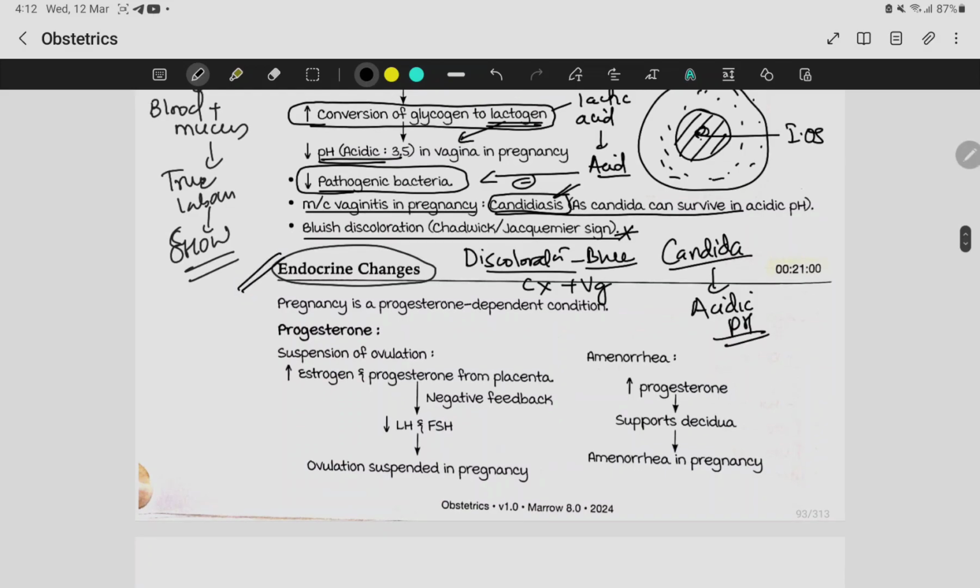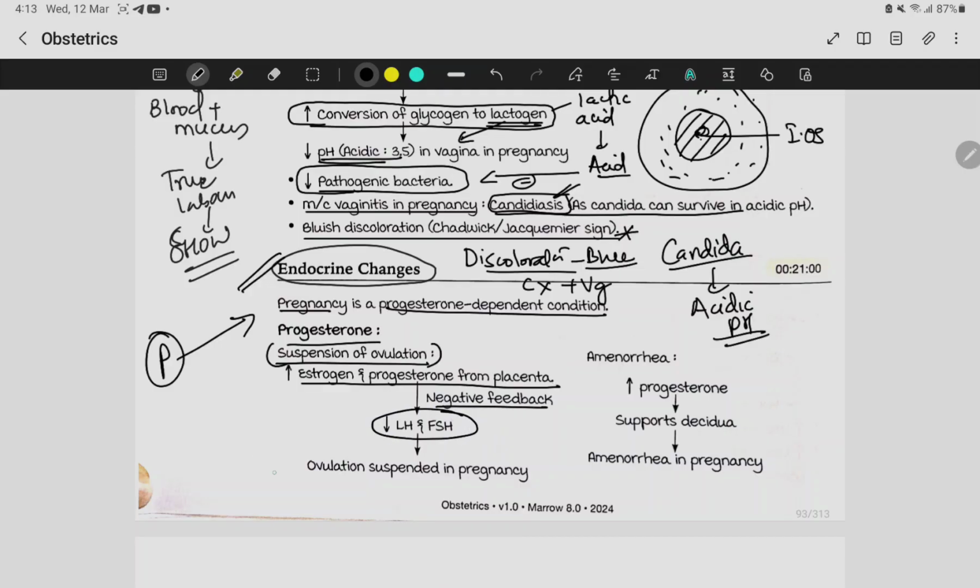Now coming to the endocrine changes. Pregnancy is mainly progesterone dependent. Because of the progesterone, there is suspension of ovulation. Estrogen and progesterone from the placenta cause negative feedback, and hence decrease LH and FSH, so ovulation is suspended in pregnancy. We know that GnRH stimulates the gonadotropins LH and FSH, and LH and FSH act on the ovaries to produce estrogen plus progesterone.